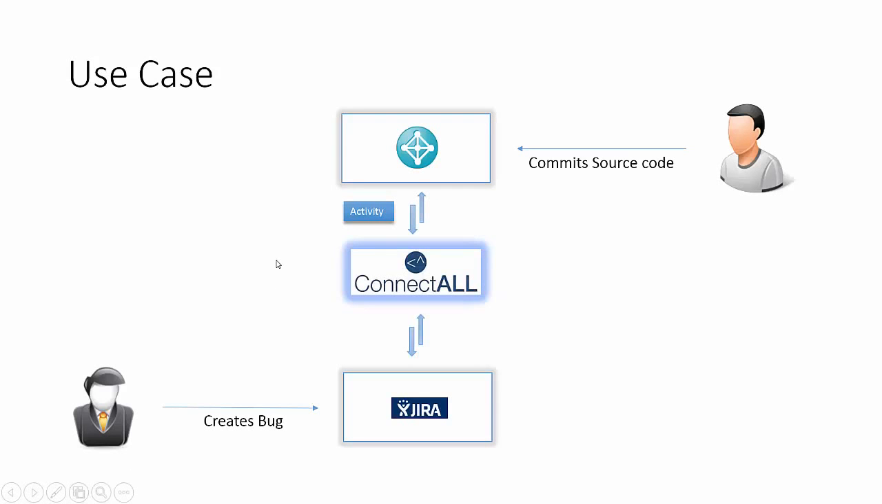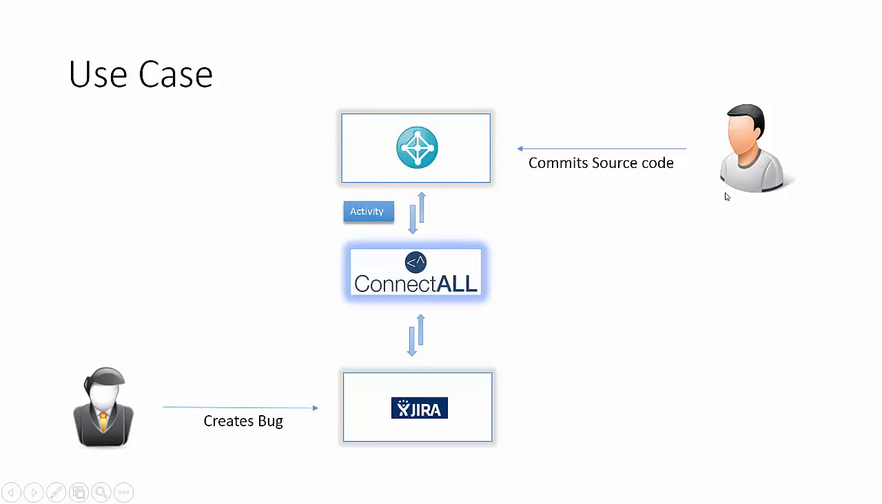I have taken a simple use case for this integration, and if you look at the use case, there are two stakeholders involved: the quality professional QA team and the developer. Let me quickly walk through the use case. The QA guy is creating a bug in the Jira system, and this bug is synchronized by ConnectALL, and it creates a new activity in the ClearCase server.